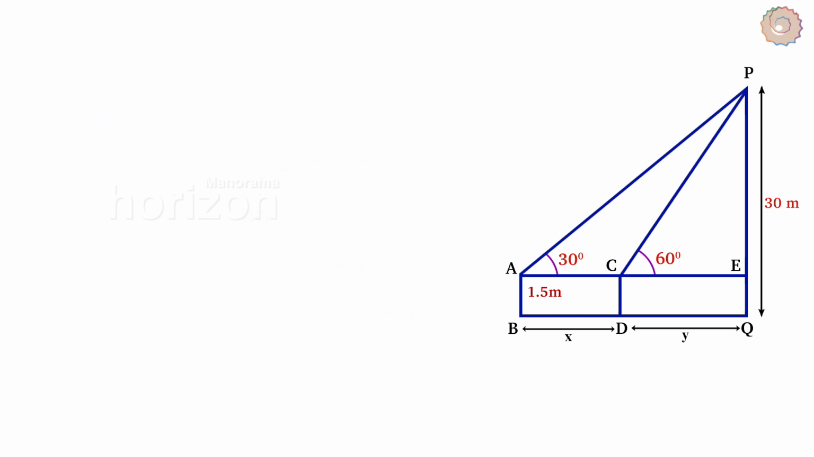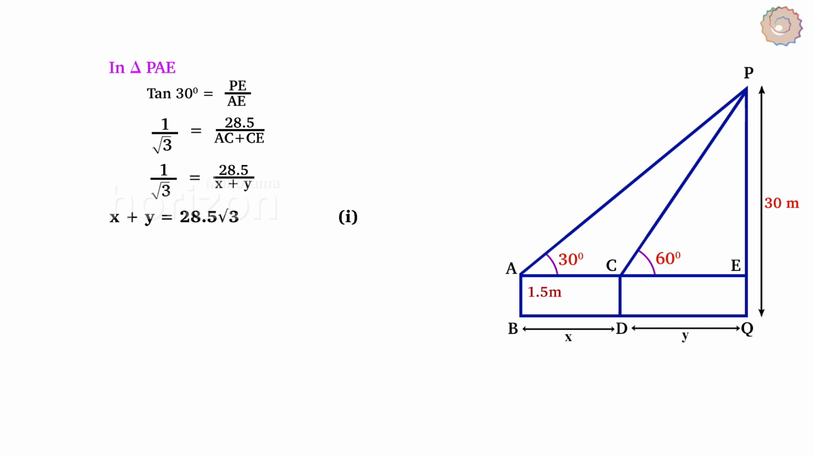On observing triangles PAE and PCE, in triangle PAE, tan 30 degrees is equal to PE divided by AE. Substituting tan 30, we get 1 by root 3, which is equal to 28.5 divided by AC plus CE, which is equal to 28.5 divided by X plus Y. Rearranging X plus Y, we get 28.5 root 3. Let's consider this as 1.